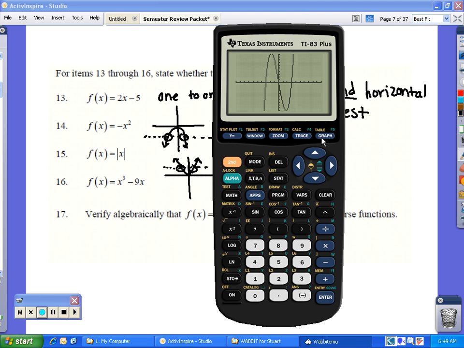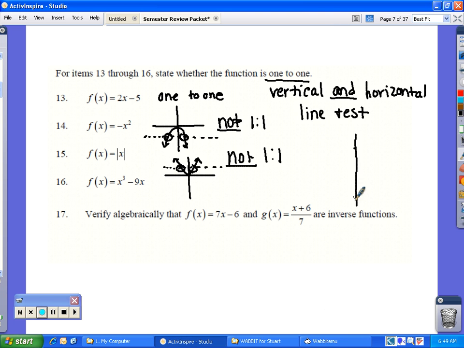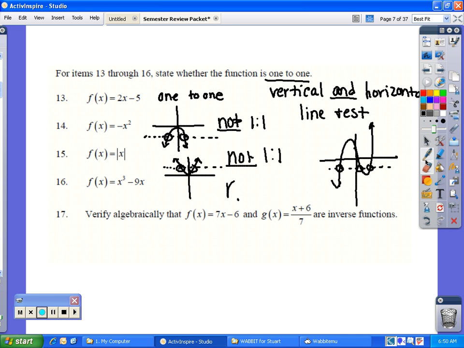So number 16 is going to look something like this. It's going to be a graph that goes up and comes back down. So again, there are multiple places, and for the most part here we have 1, 2, 3. It hits the graph in 3 places. So again, number 16 is also not one-to-one.